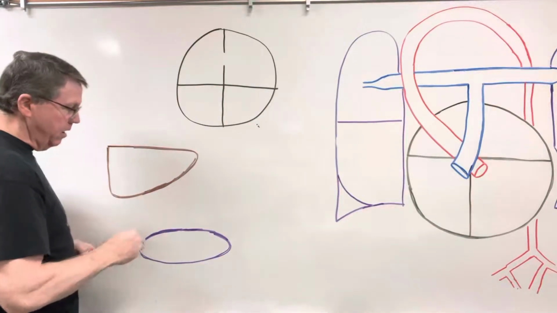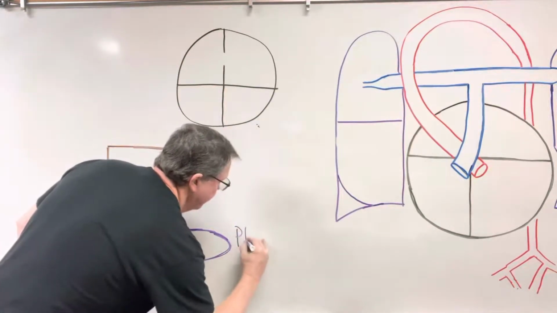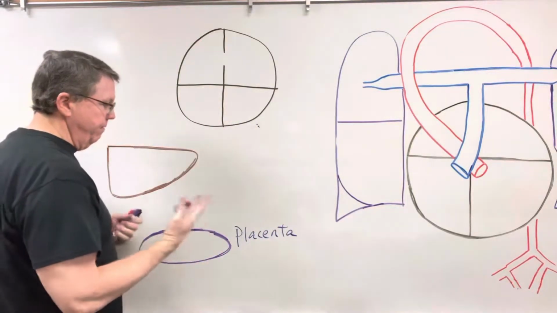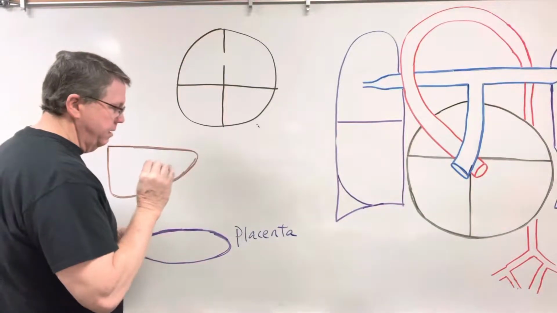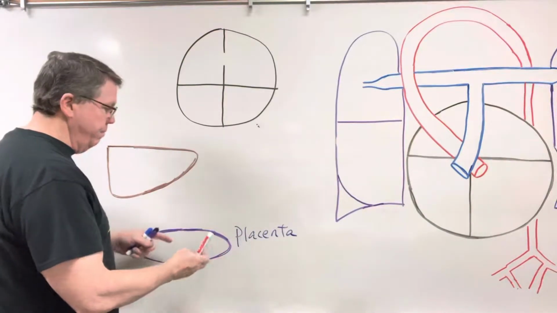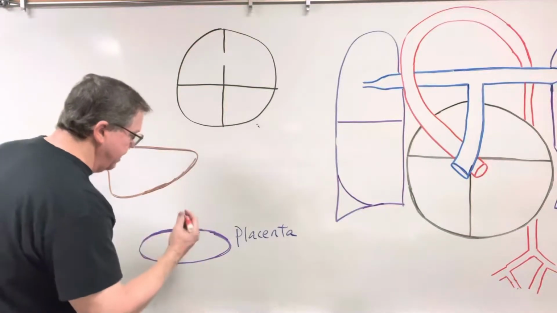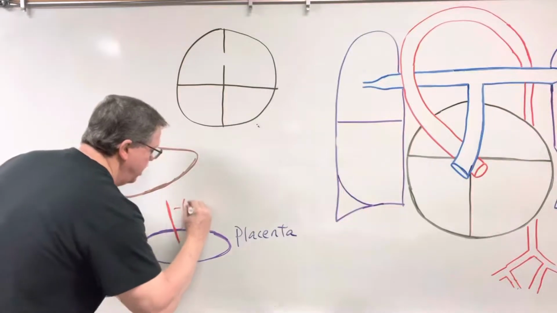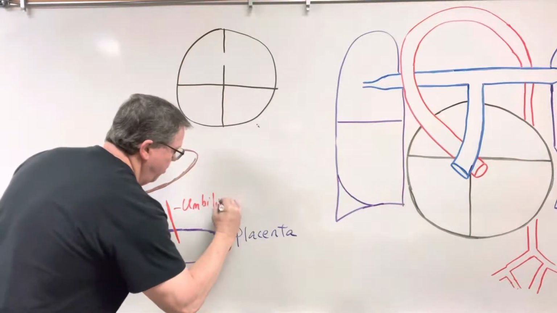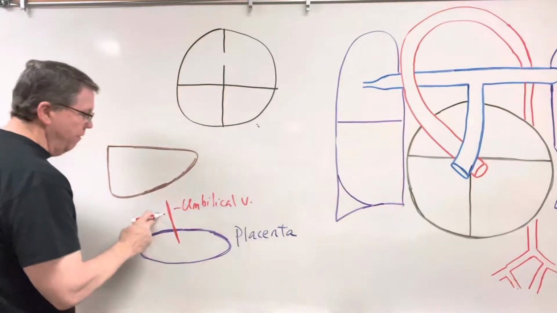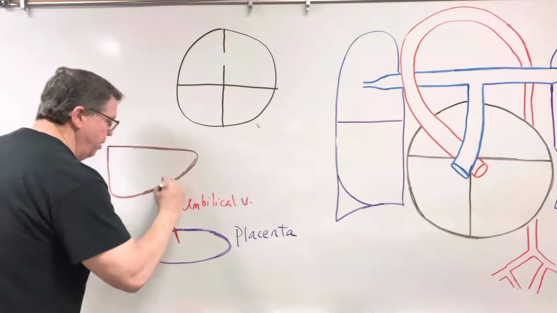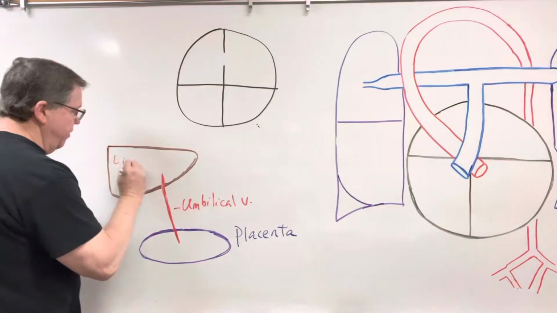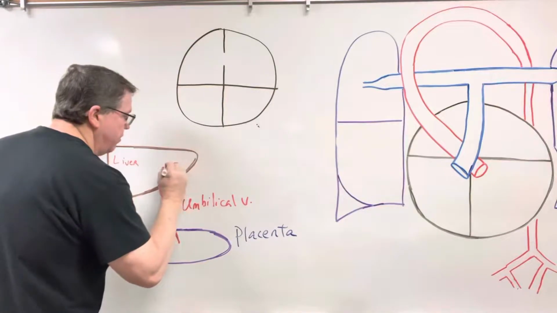So down here I'm going to have the placenta, and this placenta is where the developing baby, or the fetus, is going to get its oxygen from. It's going to get it from the mother, and then it's going to come into the placenta and go to the baby. So coming from the placenta, you're going to have the umbilical vein. The umbilical vein is actually going to have oxygenated blood from the mother. It's about 85% saturated.